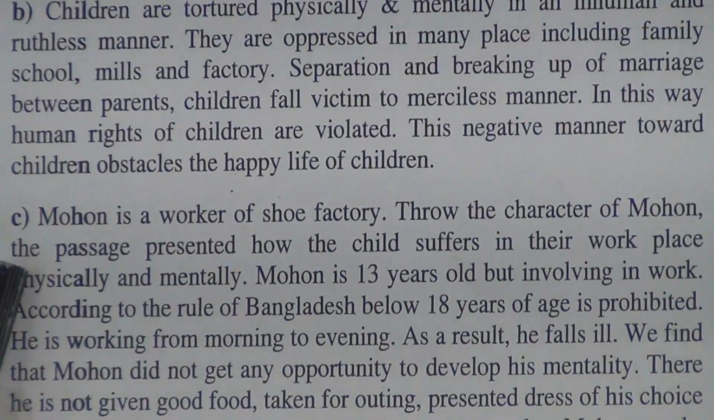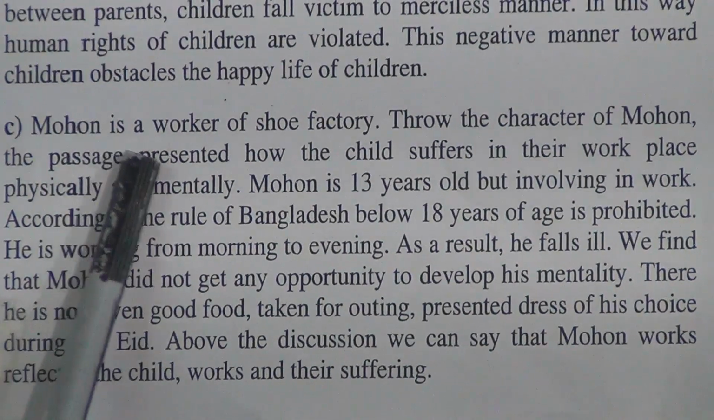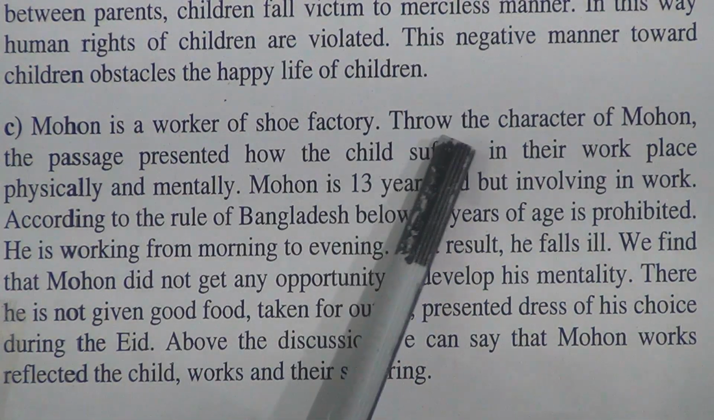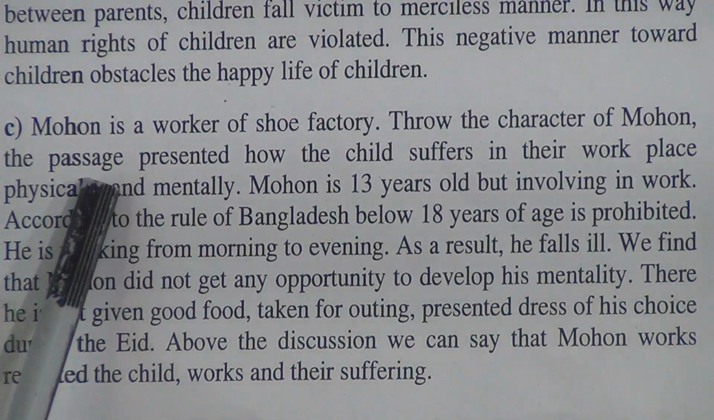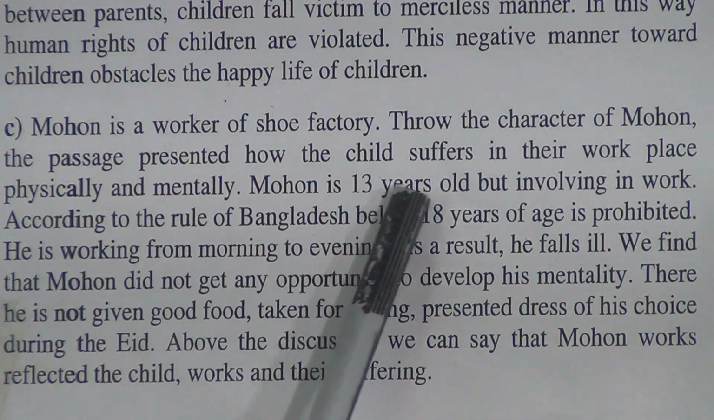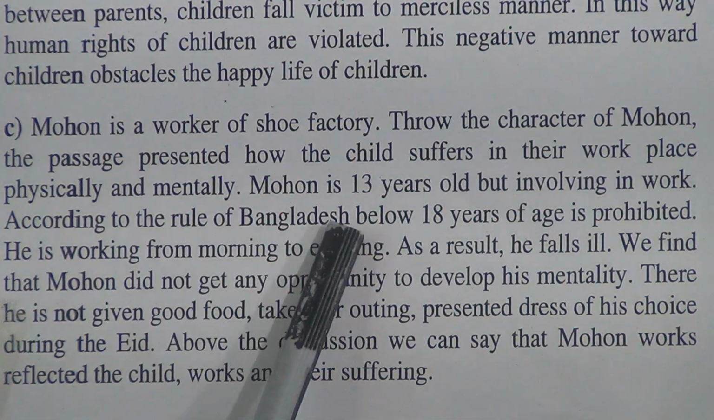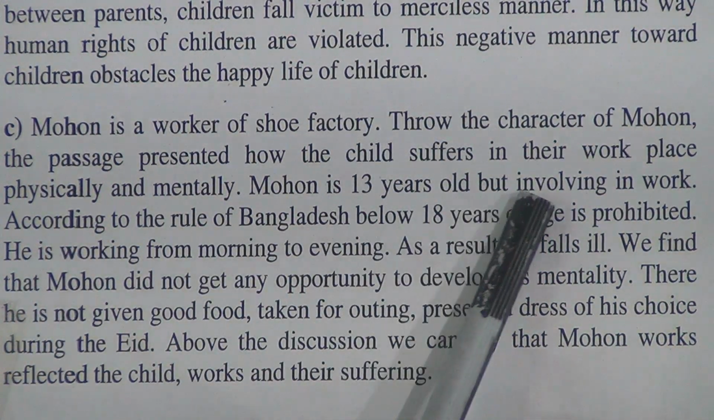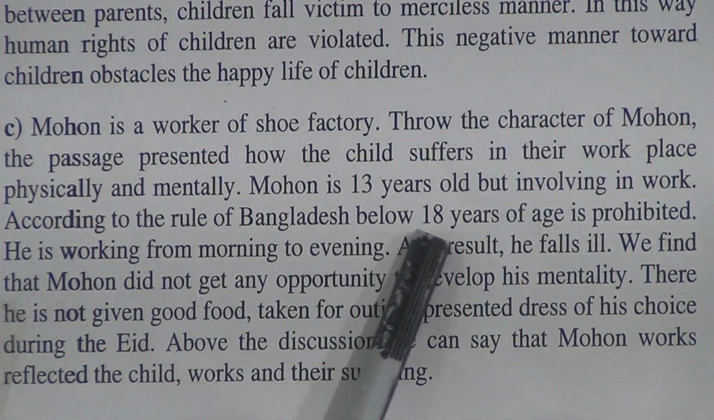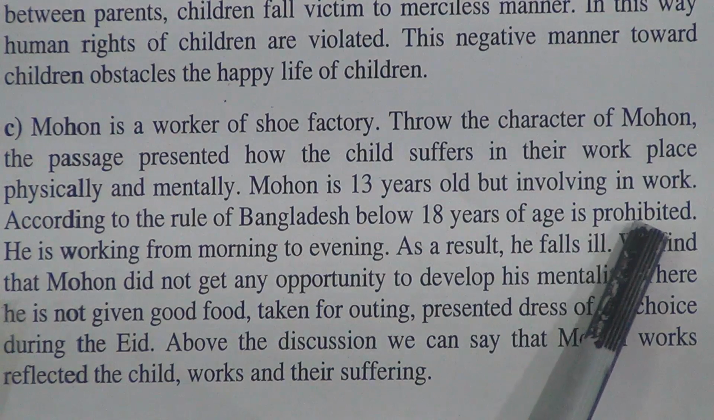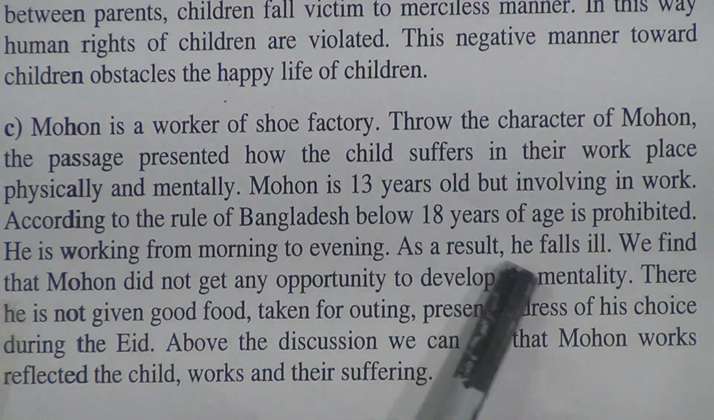Number C, the question is, explain which idea is reflected in Mohan's work. Answer: Mohan is a worker of a shoe factory. Through the character of Mohan, the passage presented how the child suffers in their workplace physically and mentally. Mohan is 13 years old but involved in work. According to the rule of Bangladesh, below 18 years of age is prohibited. He is working from morning to evening. As a result, he falls ill.